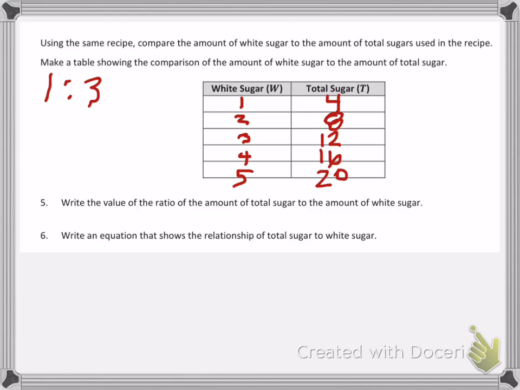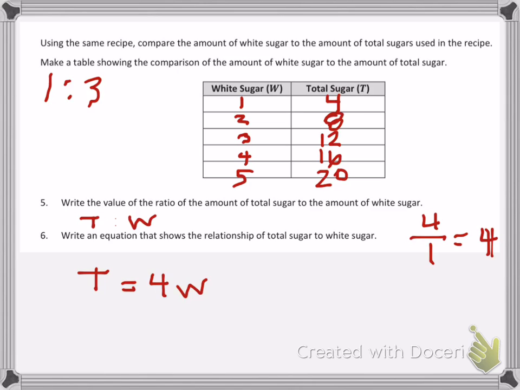Write the value of the ratio of the total sugar to the amount of white. So this time we're going to do total to white. Total to white. Well, the total is 4. The white is 1. So the value of the ratio is 4. There it is, 4. Then we write the equation. Well, total to white. So we're going to go total is equal to 4 times the amount of white.